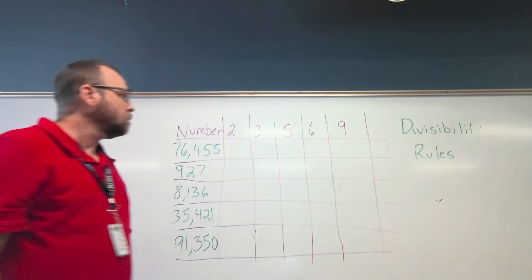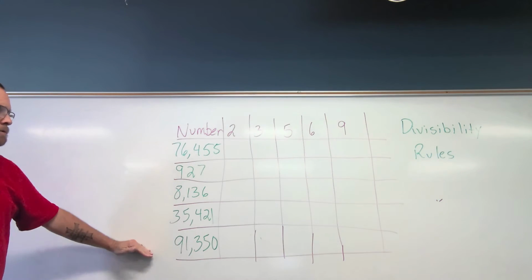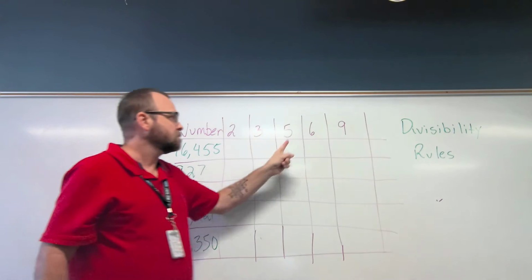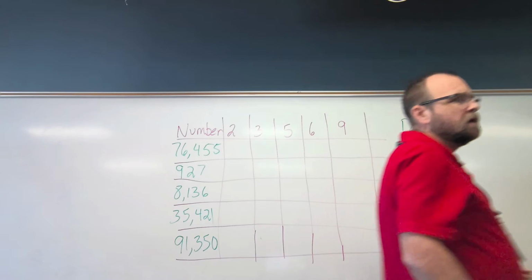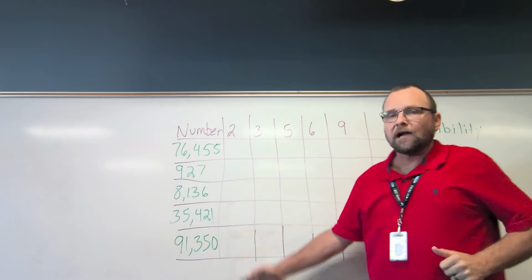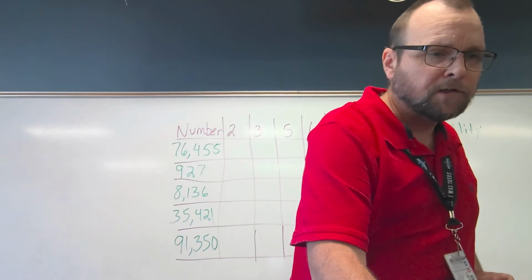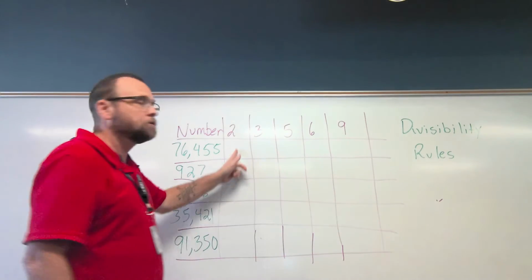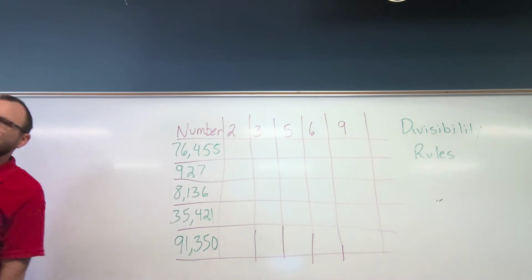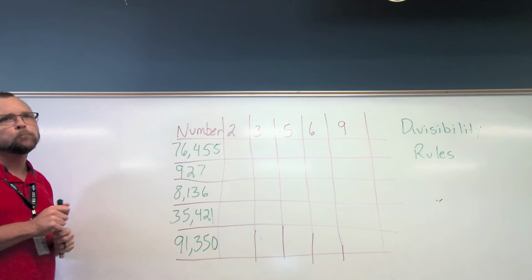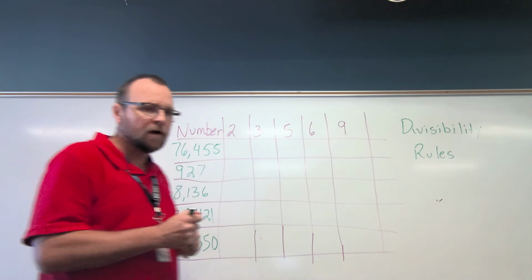What we have here are a list of numbers, and we're going to say whether or not each of these is a factor of those numbers. If each of these divides into those numbers evenly. So we're going to start with our 2 column. Dax, will you read me the divisibility rule for 2, please? The number is even.